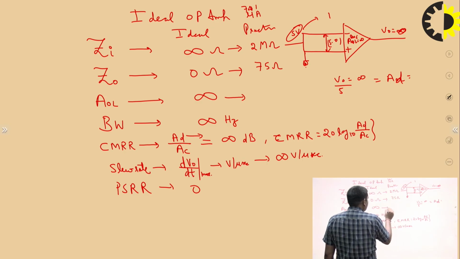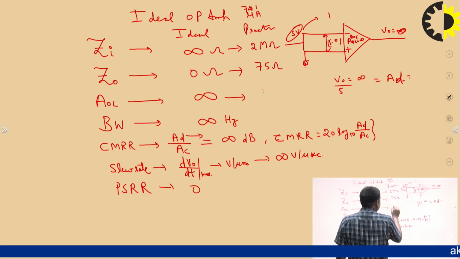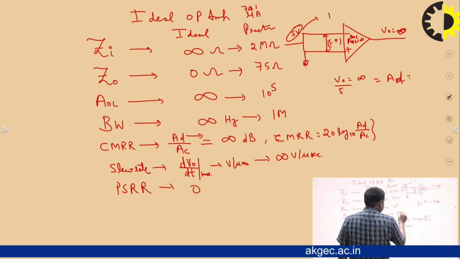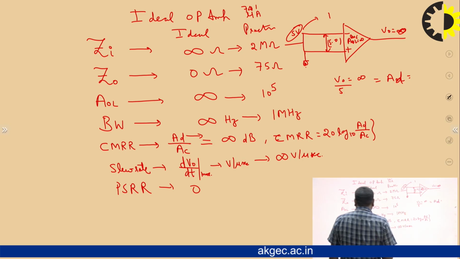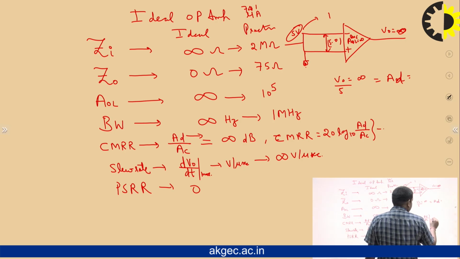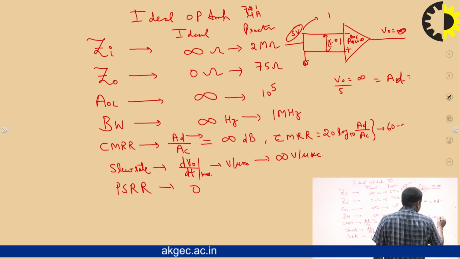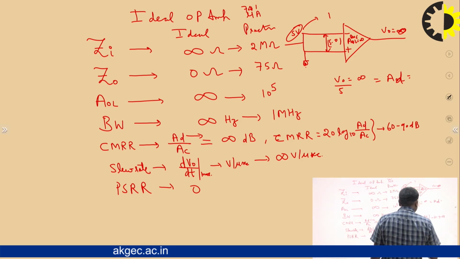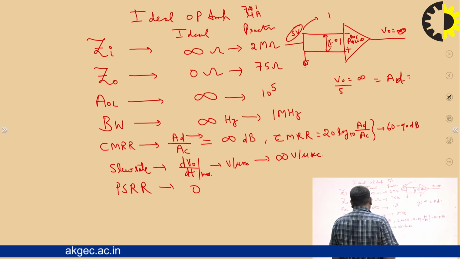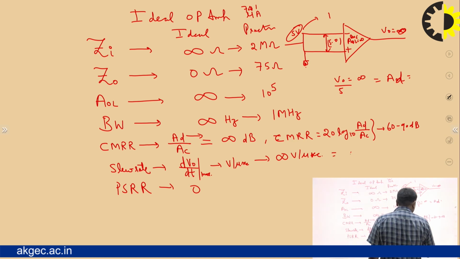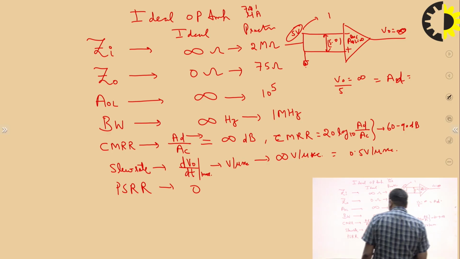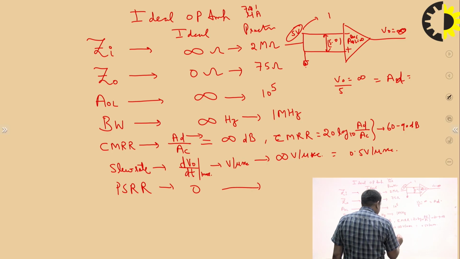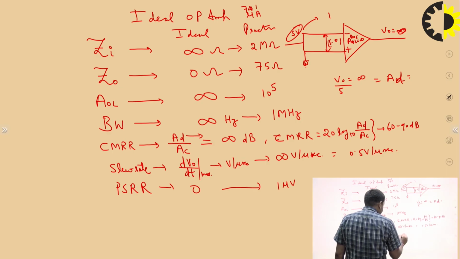What is the open loop gain? Open loop gain is very high, in the range of 10 to the power 5. And what is the bandwidth? Bandwidth is to be taken at 1 megahertz. And what is the CMRR? CMRR is in the range of 60 to 90 dB, which is very good for any op-amp. The slew rate is 0.5 volt per microsecond, and the PSRR should be 1 microvolt.